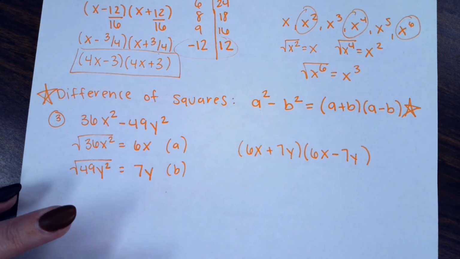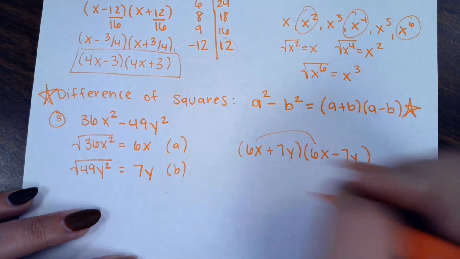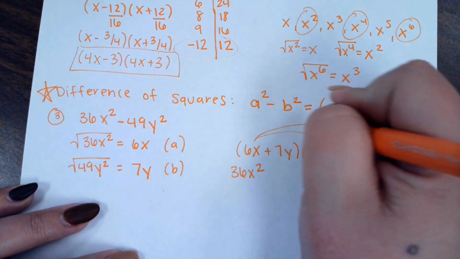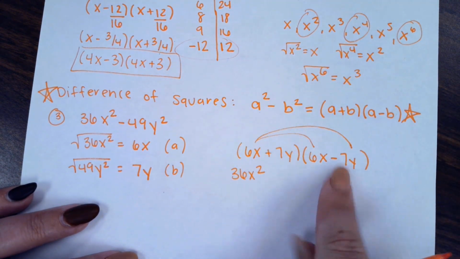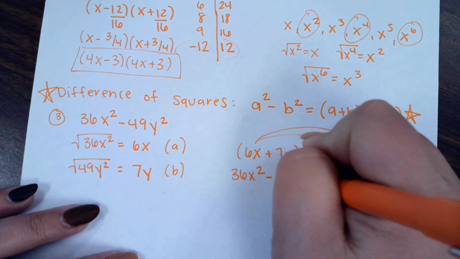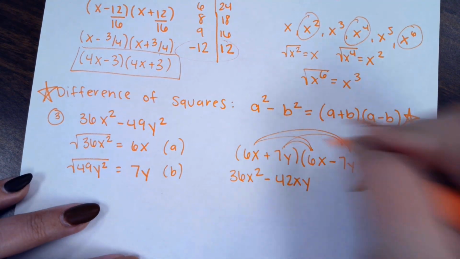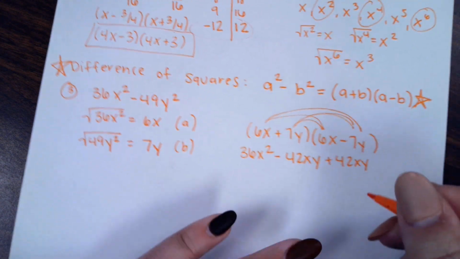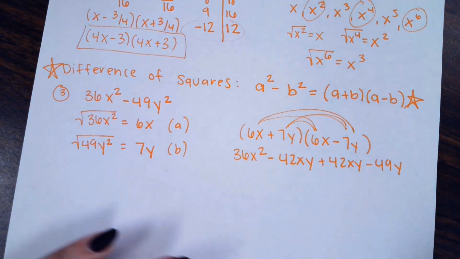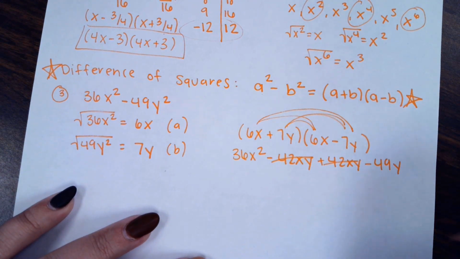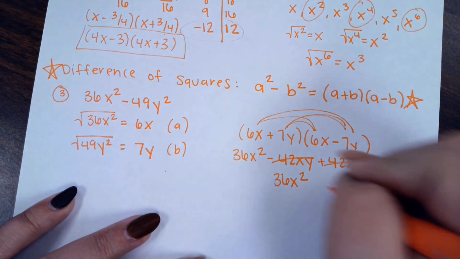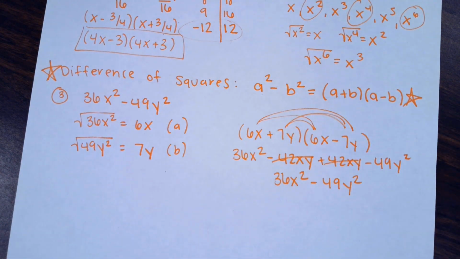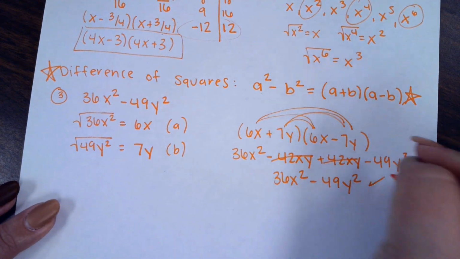And of course, we can FOIL to double check our work. So 6x times 6x gives us 36x squared. All right, we're on the right track. We've got to make sure our middle terms cancel out. So 6x times negative 7y is negative 42xy. Oh, 7y times 6x is plus 42xy. And lastly, 7y times negative 7y is negative 49y squared. And check those out. They cancel, so we're left with 36x squared minus 49y squared. Forgot that part, sorry. And that's what we started with, right? So we know we are correct.